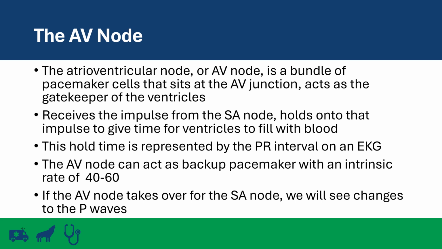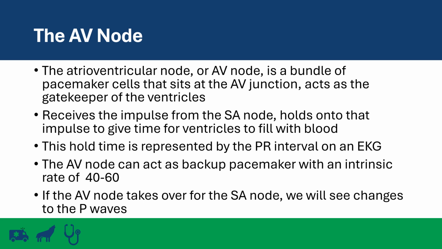The PR interval should be 0.12 to 0.2 seconds in duration. So this is a very exact process that should take that specific amount of time. And that is to ensure that the ventricles have adequate time to fill with blood.